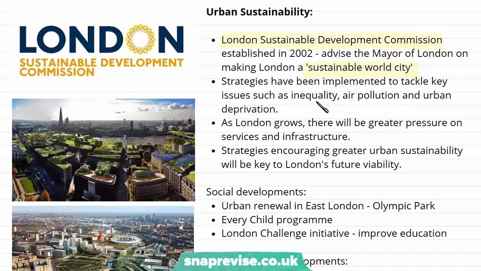So many strategies have been implemented in London to tackle key issues such as inequality, air pollution and urban deprivation. Also, it's important to note that London is still growing as a city, so there's going to be much greater pressure on services and infrastructure, and we need to manage the pressure on these services in a sustainable manner as well. So strategies are being encouraged to achieve greater urban sustainability, and these will be key to London's future viability as a city.